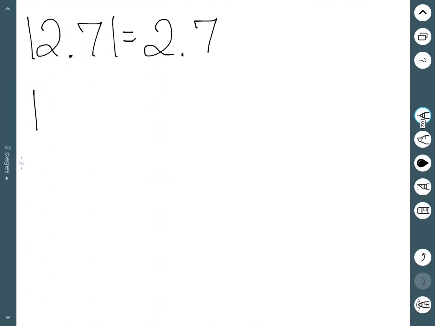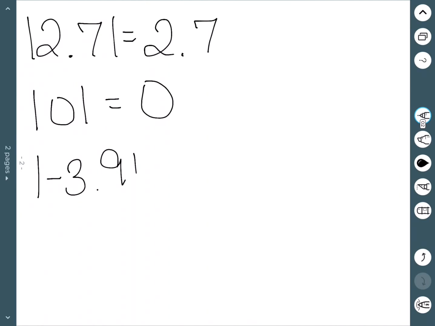Let's look at a few examples. The absolute value of 2.7. Since this is already a positive number, we just have 2.7. The absolute value of 0 is just 0. And the absolute value of negative 3.9 would be positive 3.9. And that's all there is to calculating the absolute value. Now let's try to do some slightly harder examples.